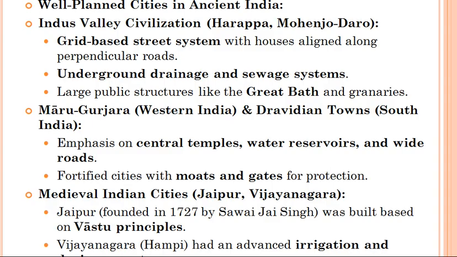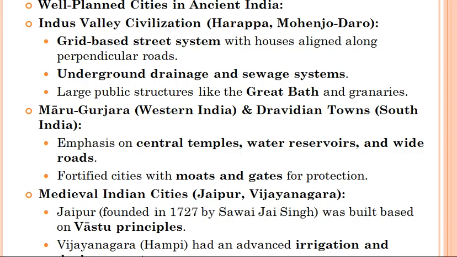Well-planned cities in ancient India include the Indus Valley civilization, Western India, and medieval Indian cities. They developed a grid system of streets, where houses are aligned perpendicular to the road. Underground drainage and sewage systems were developed. Large public structures like the Great Bath and granaries were built. There was emphasis on central temples, water reservoirs and wide roads. Fortified cities had moats and gates for protection.